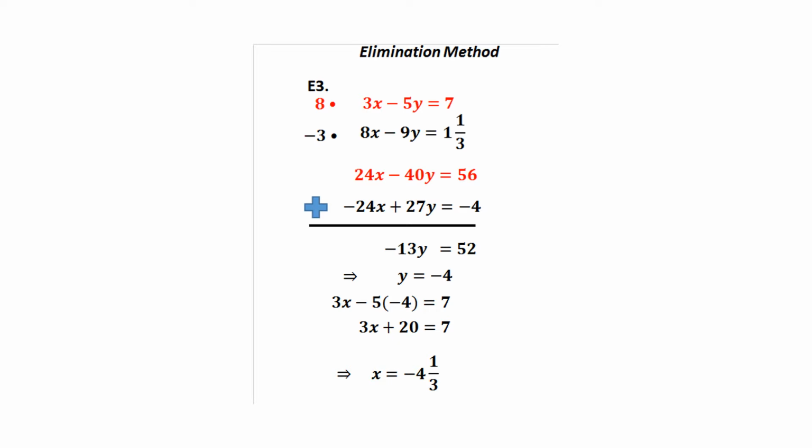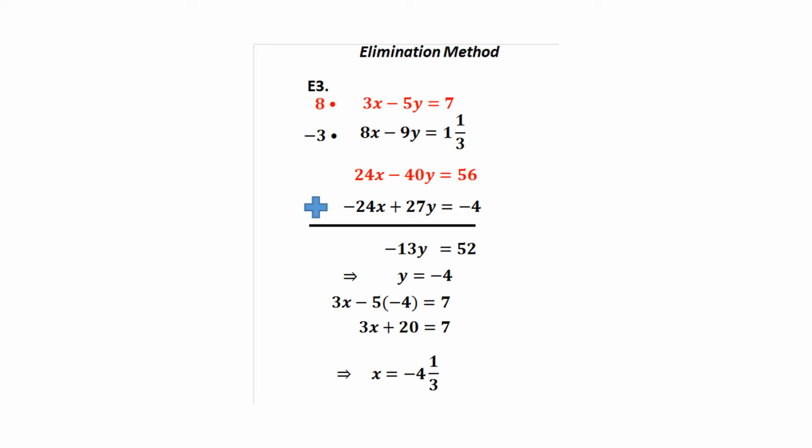Now we do the negative 3 times the bottom. Negative 3 times 8, negative 24x. Negative 3 times negative 9, that's positive 27y, and negative 3 times 1 1/3. And here's how we're going to do this. Negative 3 times 1 is negative 3, and negative 3 times 1/3 is negative 1. That's using the distributive law. And if you add negative 3 and negative 1, you get negative 4.